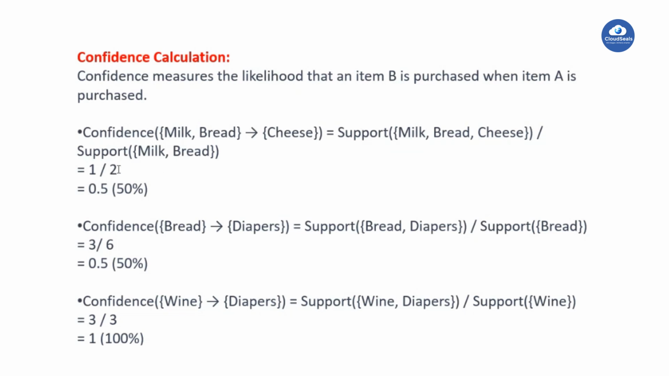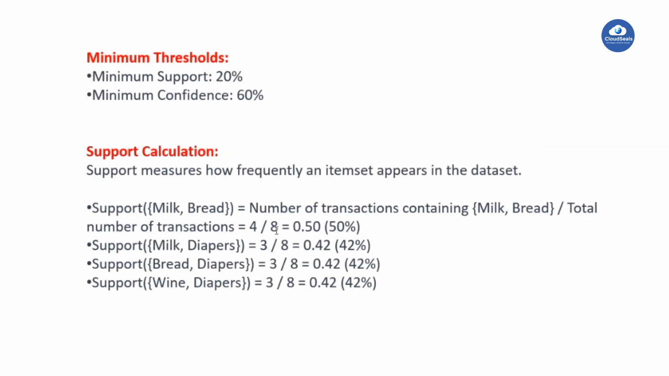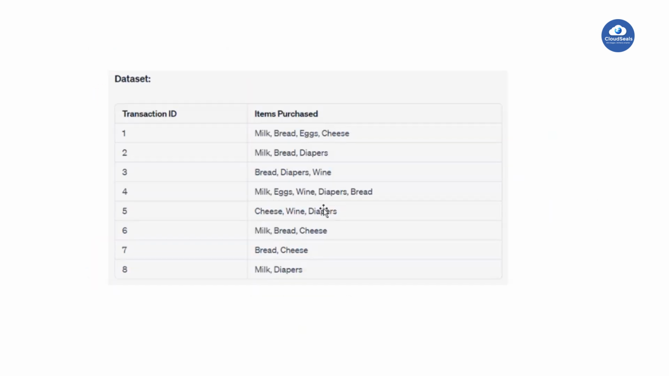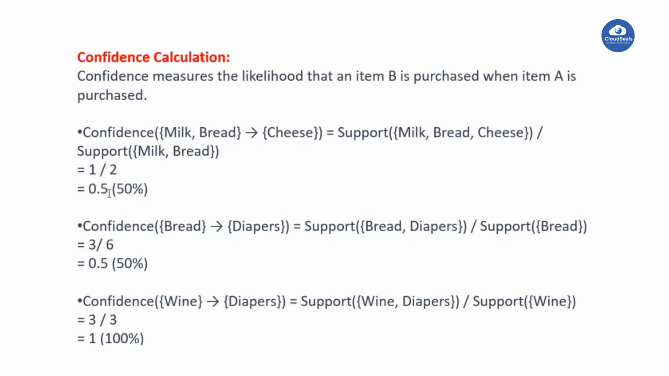Did you understand? Here milk bread is 4 by 8. We got milk bread cheese 1 and 2, so 2 by 8. 2 by 8 divided by 4 by 8. The denominator 8 will be cancelled. So what will be left? 2 by 4, that means 1 by 2. That is what I placed here. 1 by 2, that is 50%. Okay, the same thing we calculate again for the next one.